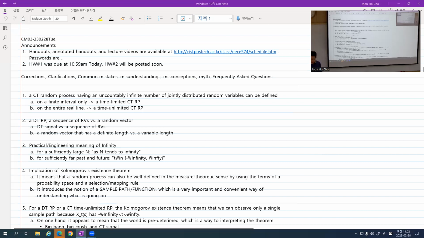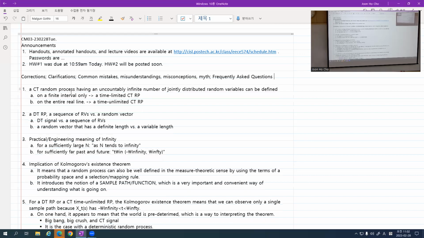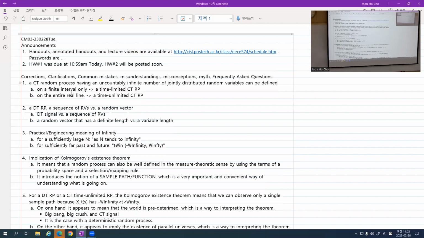Here goes the corrections, clarification, common mistakes, misunderstandings, misconceptions, myths, frequently asked questions part. And today there was no mistake, but I want to mention some very important meaning of some notions we've learned last time. The first thing many students have trouble with is this. Also, when I was a graduate student, I also suffered from this misunderstanding.